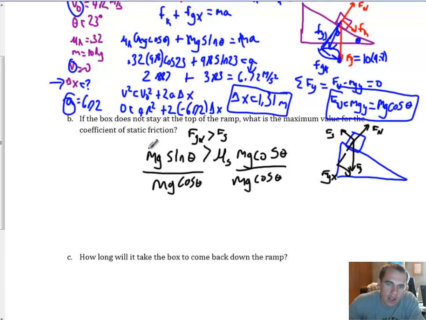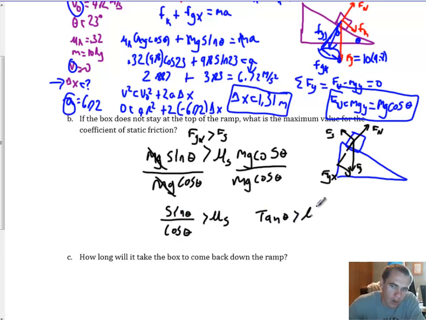And so what I'm left with is, well, mass times gravity cancels, and so I get the sine of theta divided by the cosine of theta has to be greater than the coefficient of static friction. Well, this means that sine divided by cosine is merely tangent, so this is the tangent of the angle is greater than the coefficient of static friction. So if we take the tangent of our angle, which is 23 degrees, we end up with 0.424. So the tangent of 23 equals 0.424, which is greater than the coefficient of static friction.